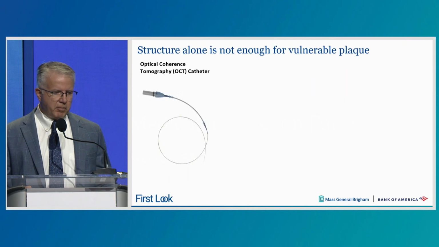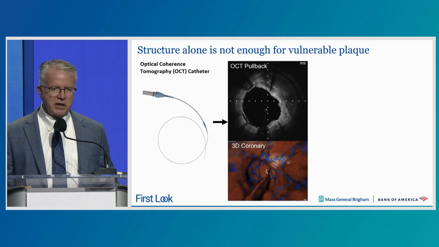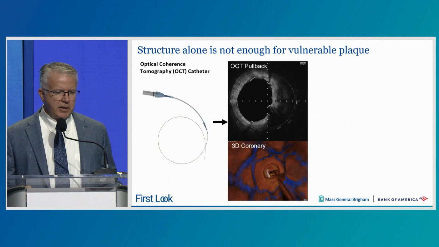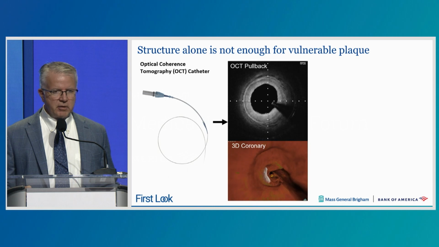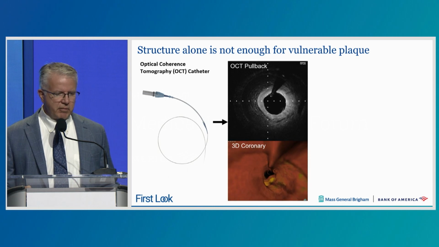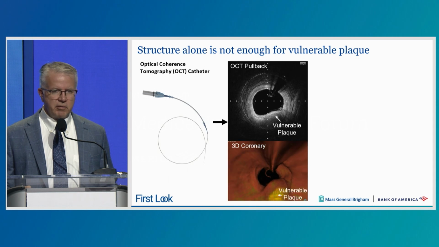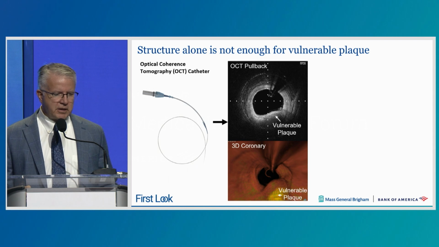To detect the vulnerable plaque, we developed this OCT catheter. OCT is a cross-sectional imaging technology. And when we put this catheter in the coronary arteries and pull it back, we get these very high-resolution cross-sectional images as seen in the movie above, which can be rendered in 3D as shown in the movie below. And OCT, both in 2 and 3D, is very capable of identifying the structure of the vulnerable plaque.